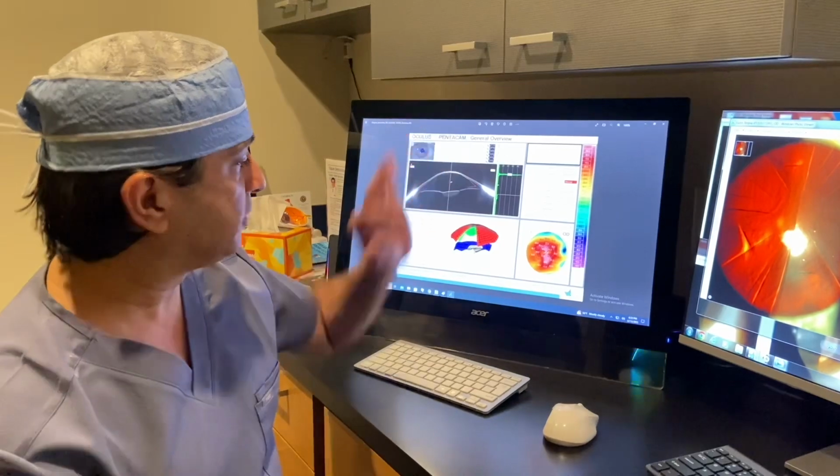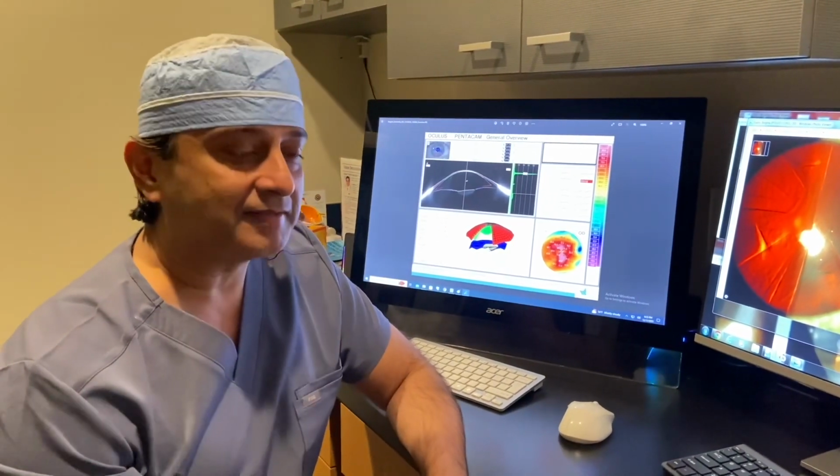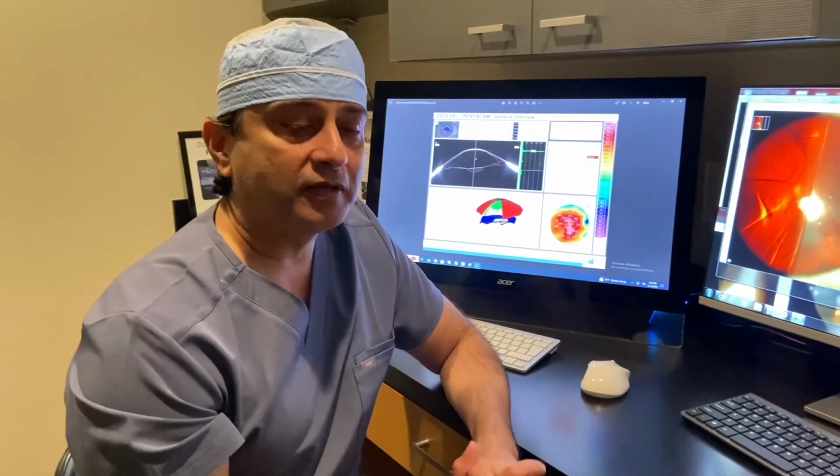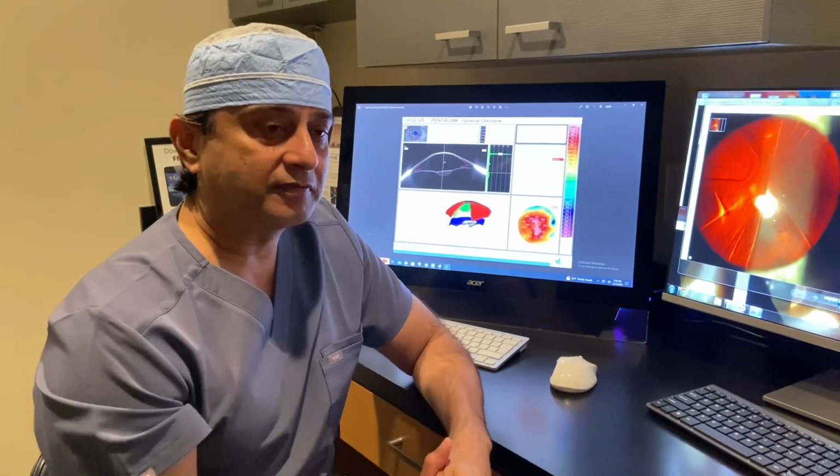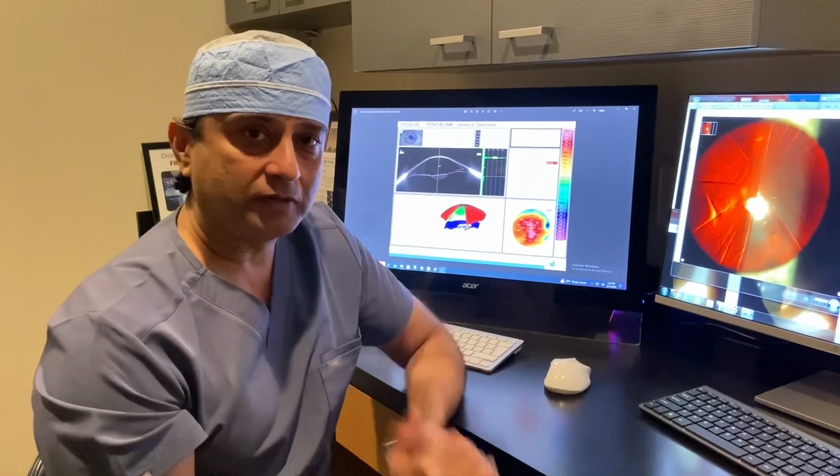What lens would you use here, doctor? Again, that's the whole point. There is no single lens that works on all these cases. There is no one lens that works on all these patients.